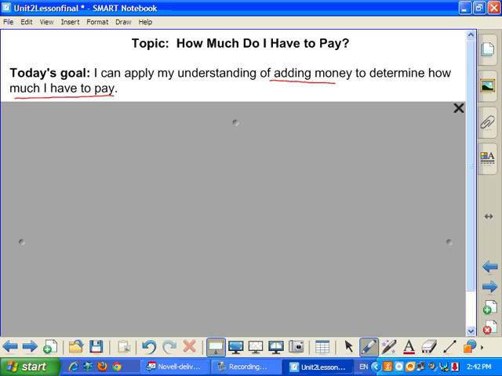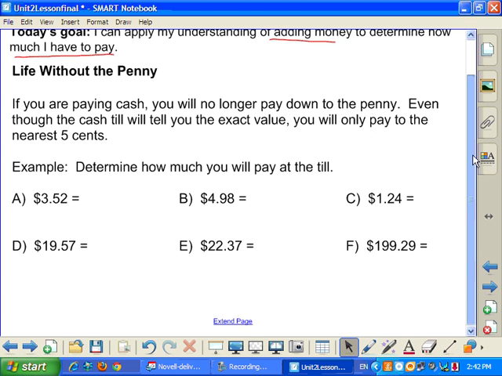All right, so we're looking at strategies to talk about how much do I have to pay before I'm actually told at the till. So in Canada, we now have no penny anymore. A couple things you need to know. If you're paying cash, you no longer have to pay down to the penny. If you're going to pay with your debit card or your credit card, they will charge you down to the penny because it doesn't actually require them to use a penny.